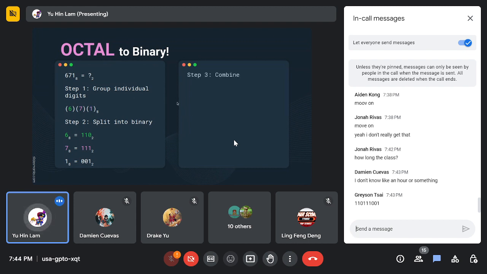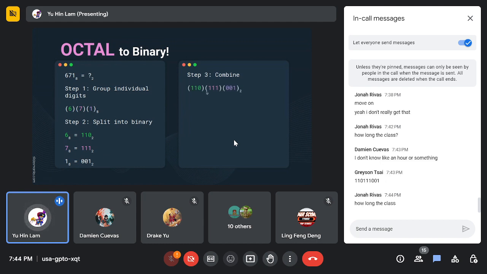So our next step is just to combine them, like before. We just combine them and not add them together. We just combine them and put them side by side. And when we write it out, it'll just be 110, 111, and then 001. And that's how we convert it into binary.